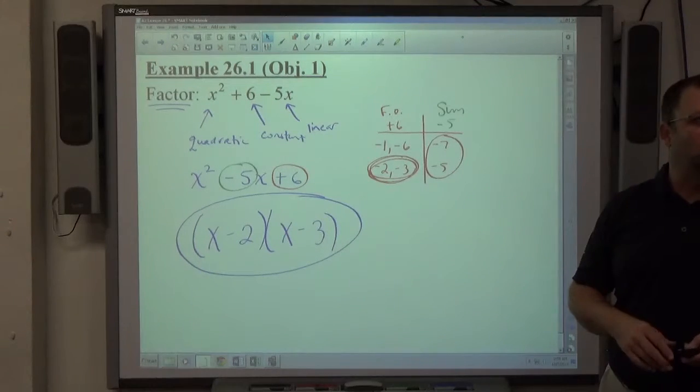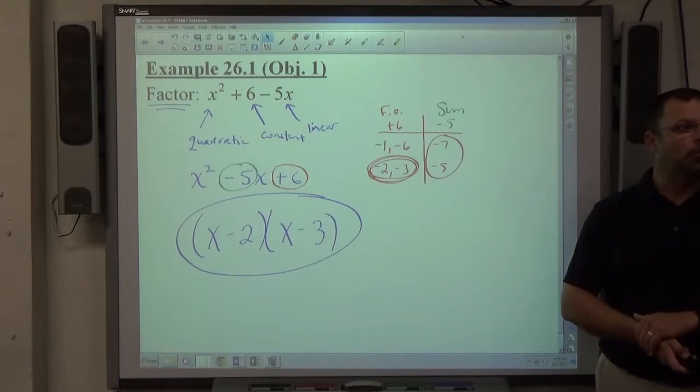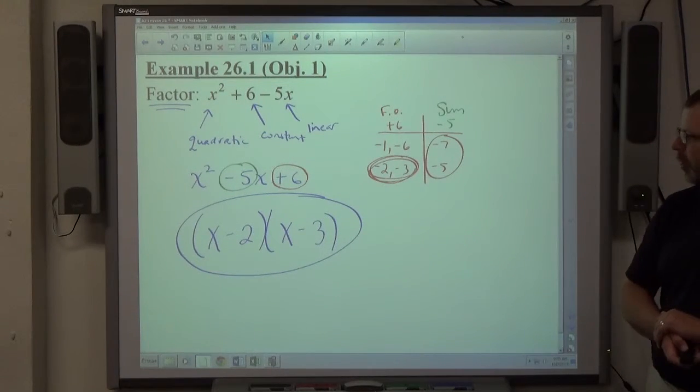Get accustomed to using more than one letter, because in Algebra 2 we're going to be investigating a lot more situations where there's multiple letters in the problem. So get familiar with that idea.